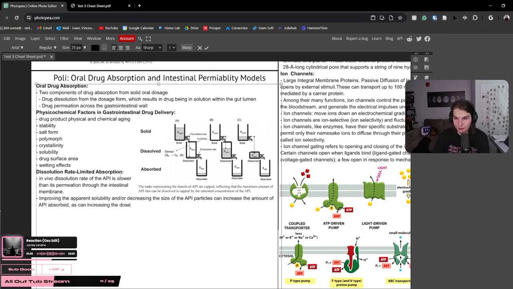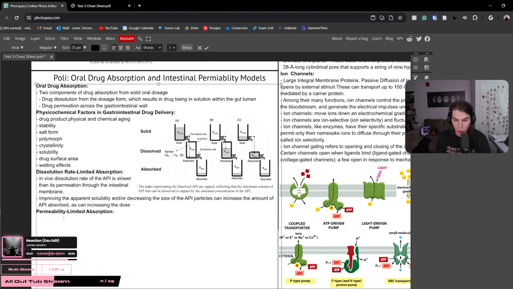The other side of this, I'm just going to copy and paste this down here, chat, is permeation or permeability. Permeability limited absorption, because it's not rate limited, it's just limited absorption. The words are hard. My goodness, chat.